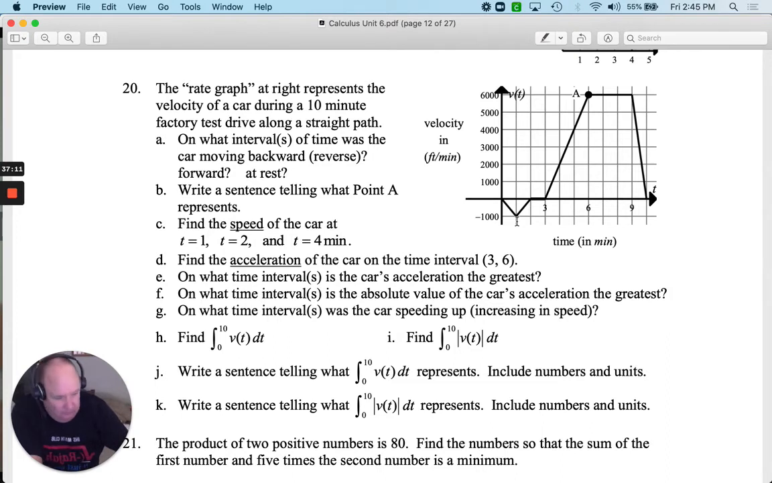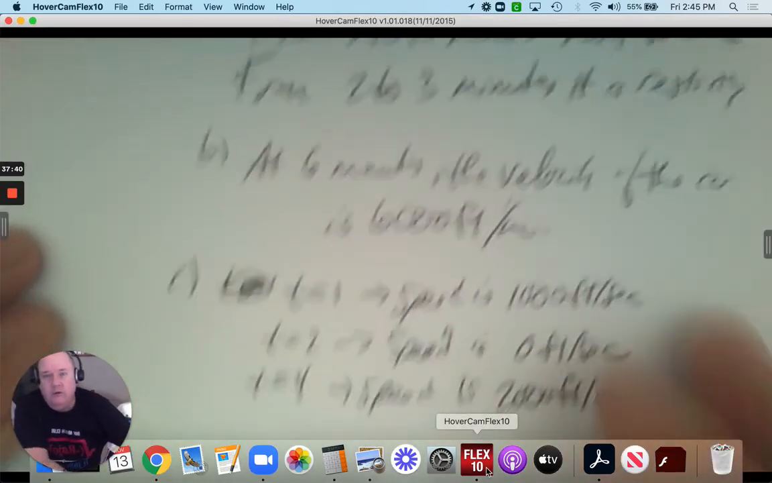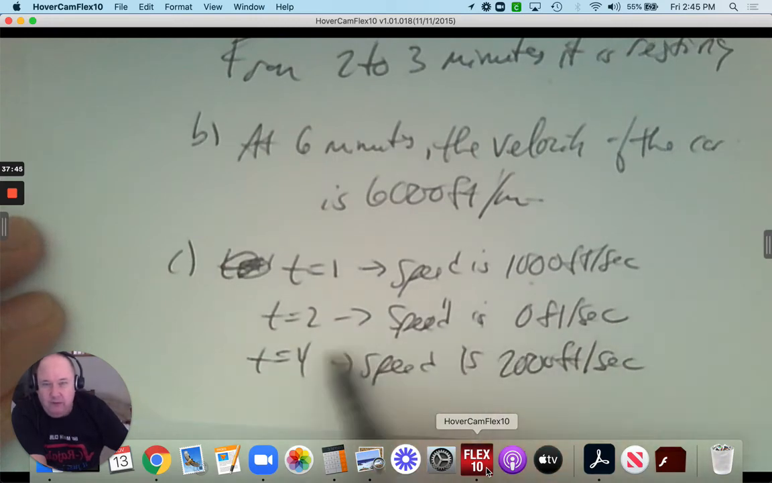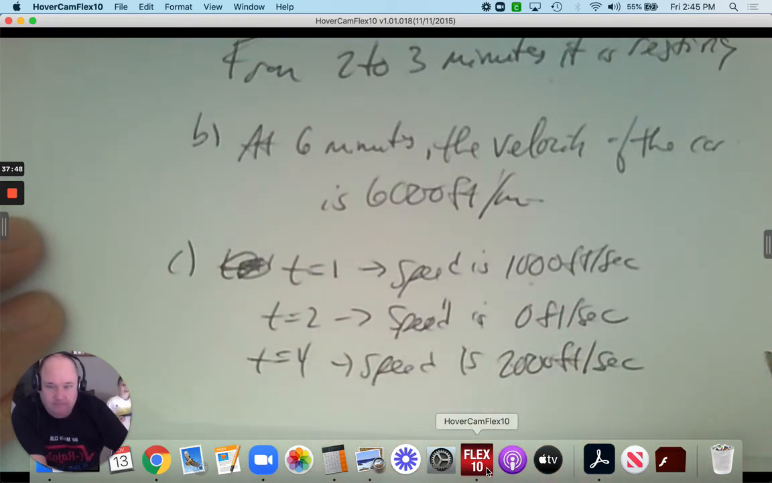At t equals 2, the speed is 0 feet per second. And at t equals 4, the speed is 2,000 feet per second, sorry. Here we go. So at 1, the speed is 1,000 because it's the absolute value. At 2, it's 0. And at 4, it's 2,000. That's it.